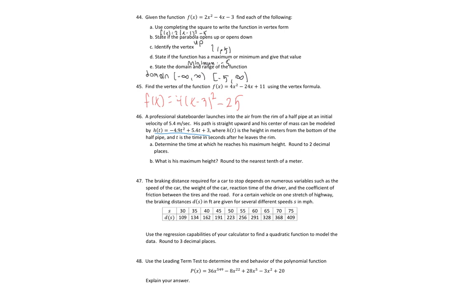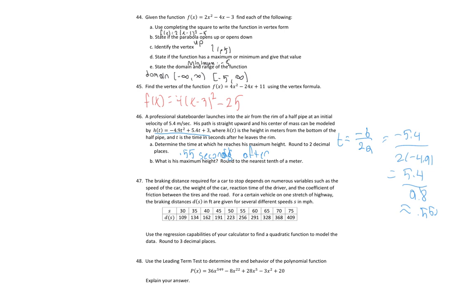There's also the fact that you always reach your maximum height at -b over 2a. So in this case, it's going to be -5.4 over 2 times -4.9, which is the same thing as 5.4 over 9.8. The negatives cancel, which is about 0.55 seconds. And if you did this by writing in vertex form, you get the same answer. So 0.55 seconds after.